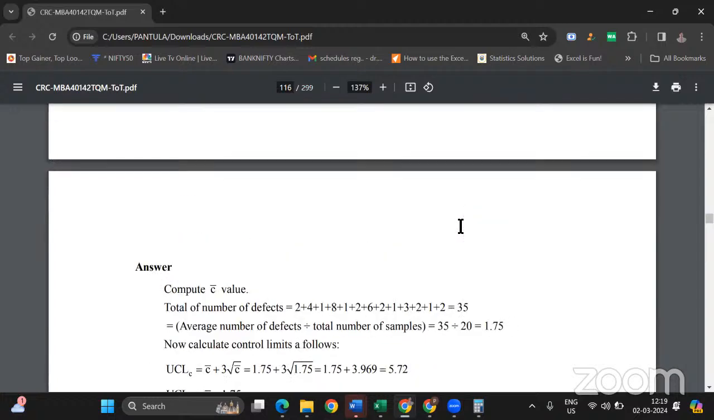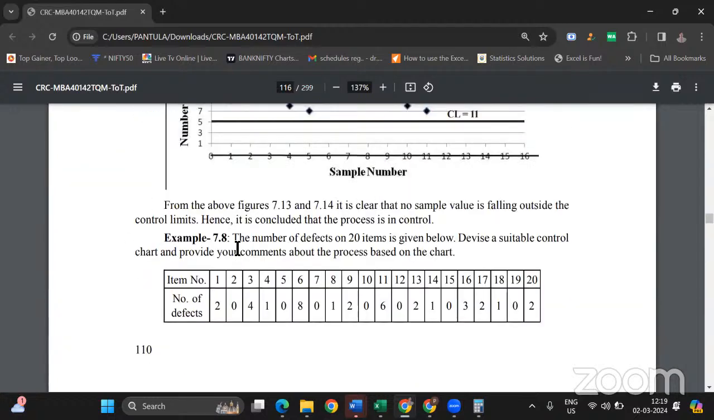Now here is one more problem. The number of defects in 20 items is given below. Devise a suitable control chart and provide your comments. So the number of items goes from 1 up to 20, along with the number of defects in each of the 20 items.